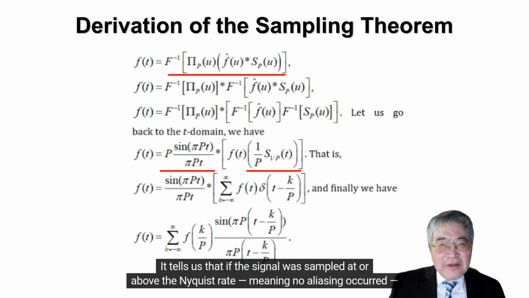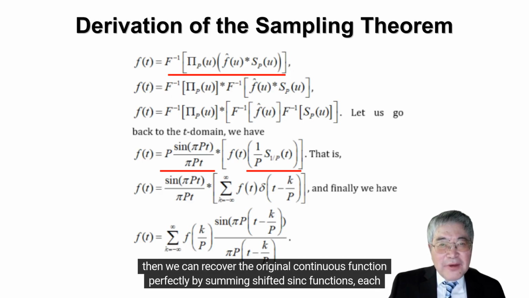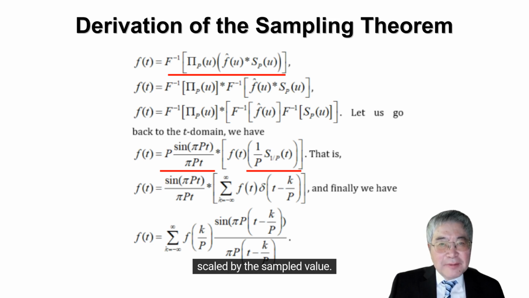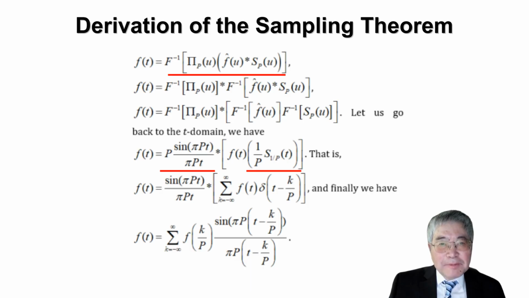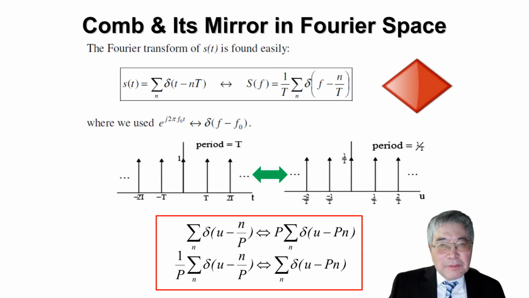It tells us that if the signal was sampled at or above the Nyquist rate, meaning no aliasing occurred, then we can recover the original continuous function perfectly by summing shifted sinc functions, each scaled by the sampled value. That's the power of the sampling theorem. It doesn't just allow us to digitize signals, it tells us exactly how to recover them.